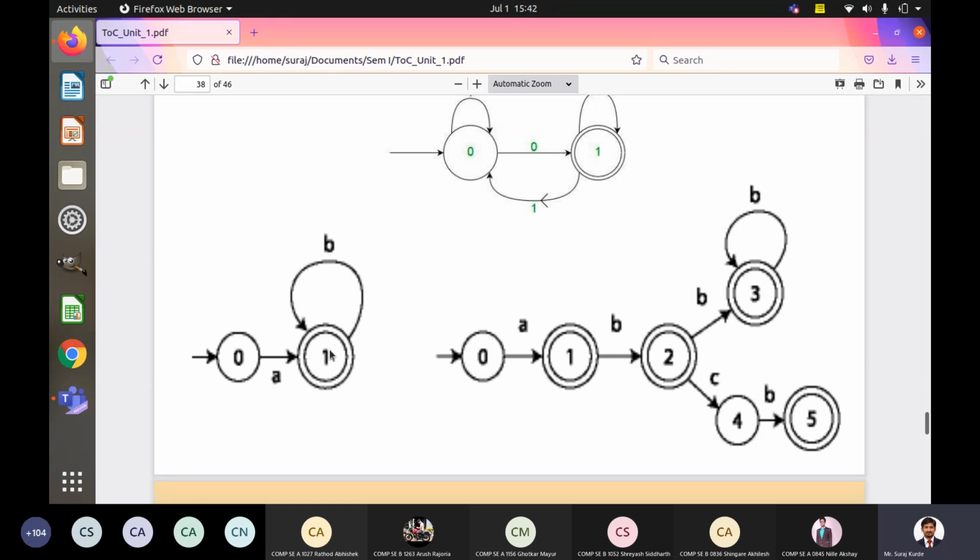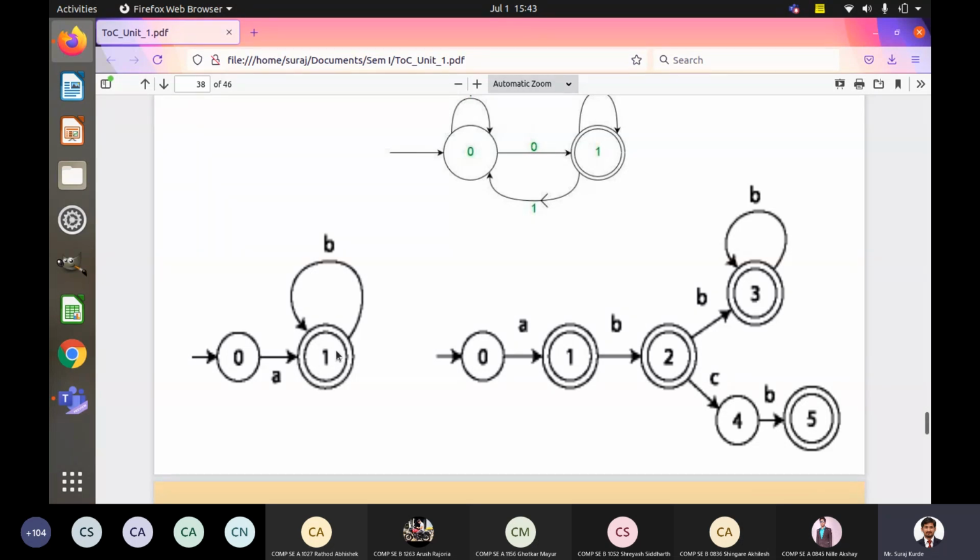So what is the set? What will that language consist of? It will consist of the strings A, AB, ABB, ABBB, and A followed by n number of B's. Any number of B's can be there, but the first A is required. The first input should be A only. If on state 0 we provide input B, then the string is rejected. That means it will not go to the final state. Now what is the final state? State 1. State 1 is the final state.